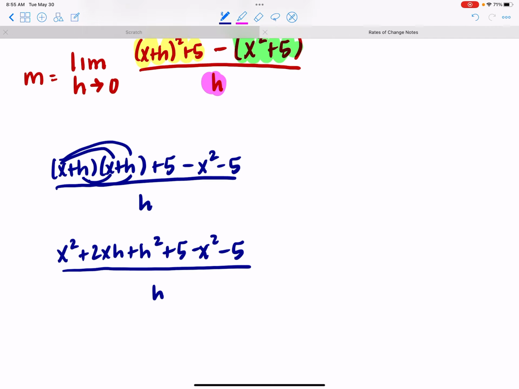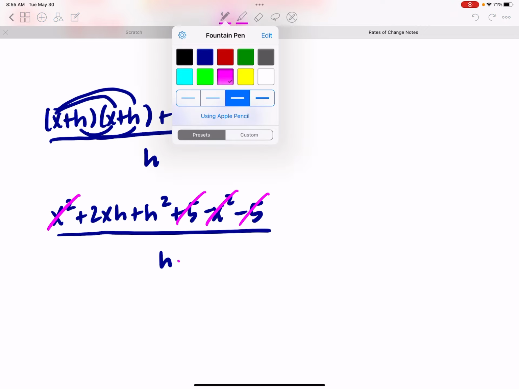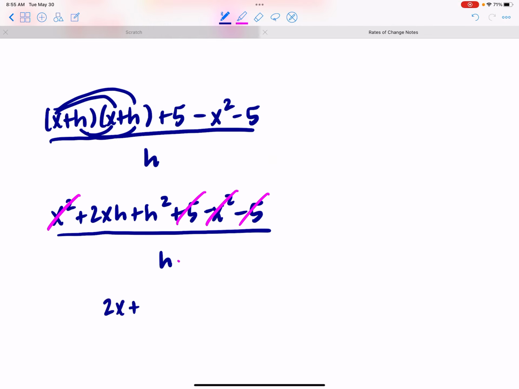So I have some things canceling. I have an x squared and a negative x squared. I have a positive 5 and a negative 5. So now I'm left with this little piece to simplify. And the two terms in the numerator have an h that I can actually divide out. I'm going to divide by h. So what I'm left with is a 2x and a plus h. So divide the h in here, divide the h in here, and this is my difference quotient, okay?